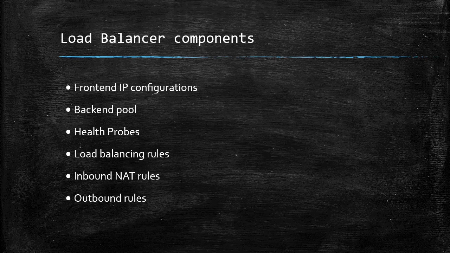The next component is outbound rules. The outbound rule is a component which is only available in standard load balancer. These outbound rules are used in a scenario where you have a VM behind an internal standard load balancer and the VM doesn't have a public IP address. In order to enable outbound connectivity for the VM which is behind an internal standard load balancer and doesn't have a public IP address, outbound rules are used.